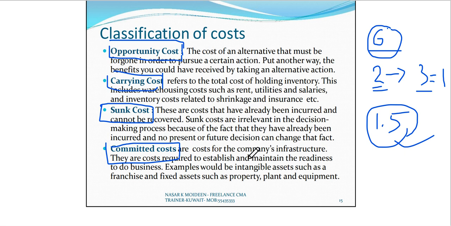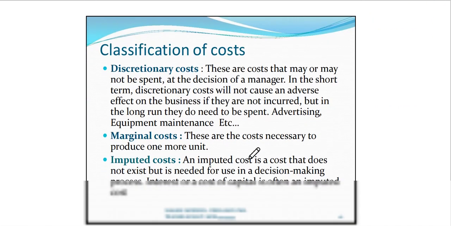What are all the things you need? Maybe you need a license or accreditation, whatever it is. So all the cost you incurred to run this business, you need that to run your business. All these costs are committed to do this business, and we call it committed cost.